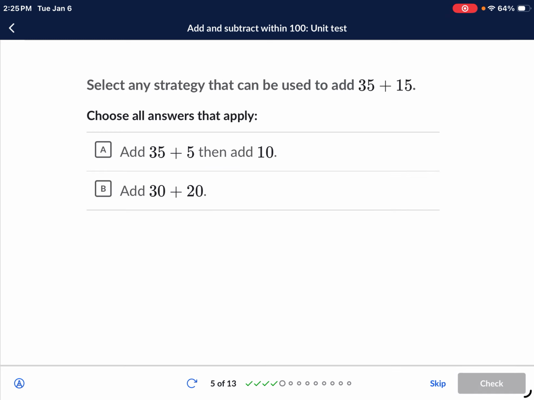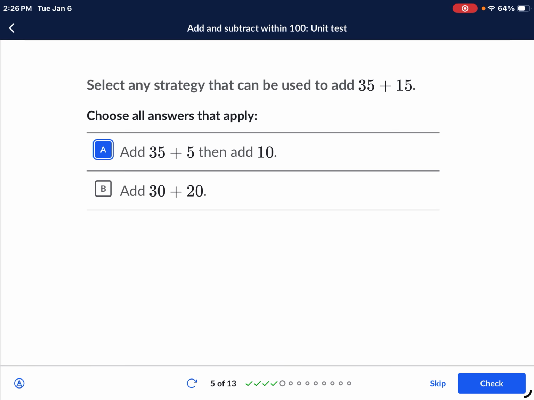So also, guess what? We're already on page 5. So we still have to do 8 more questions. Okay, so select any strategy that can be used to add 35 plus 15. Add 35, then add 5, then add 10. That's also a pretty good strategy.